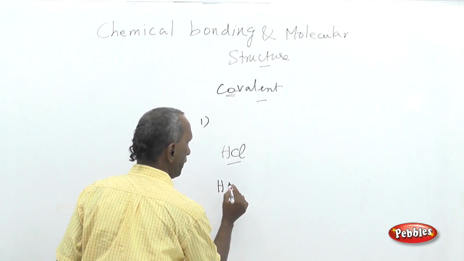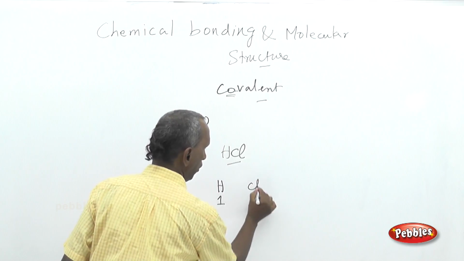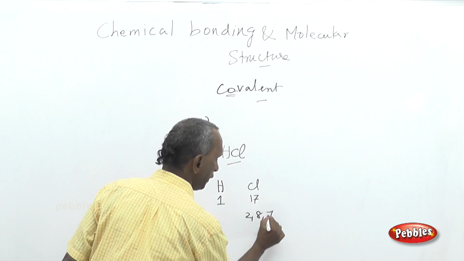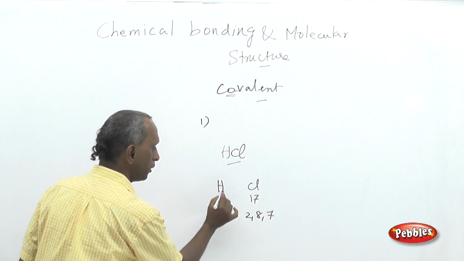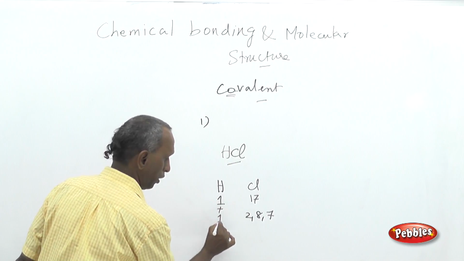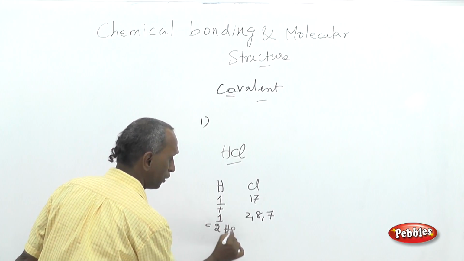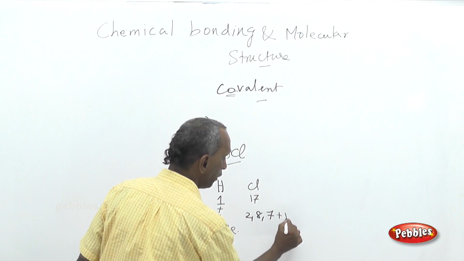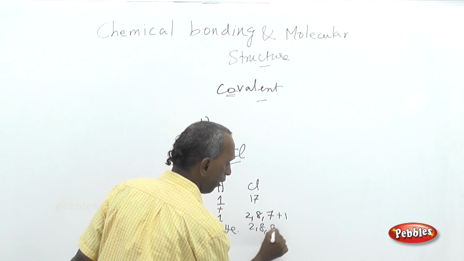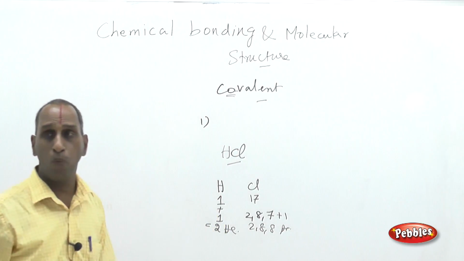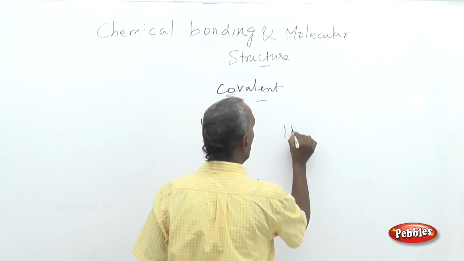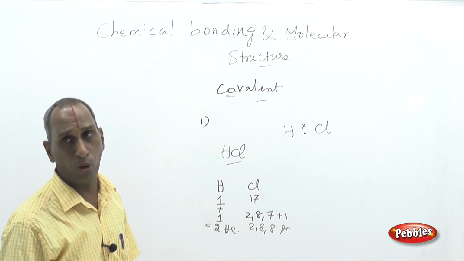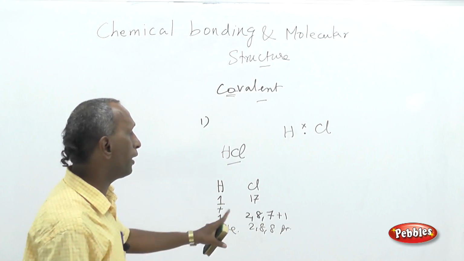Let us illustrate. Hydrogen, its atomic number is 1. Chlorine, atomic number 17, so the electrons are distributed 2, 8, 7 here. The nearest inert gas to hydrogen is helium. It requires 1 electron to attain the helium configuration. Chlorine's nearest inert gas is argon, so it also requires 1 electron to get the argon configuration. So both require 1 electron. In that case, 1 common pair exists between hydrogen and chlorine.